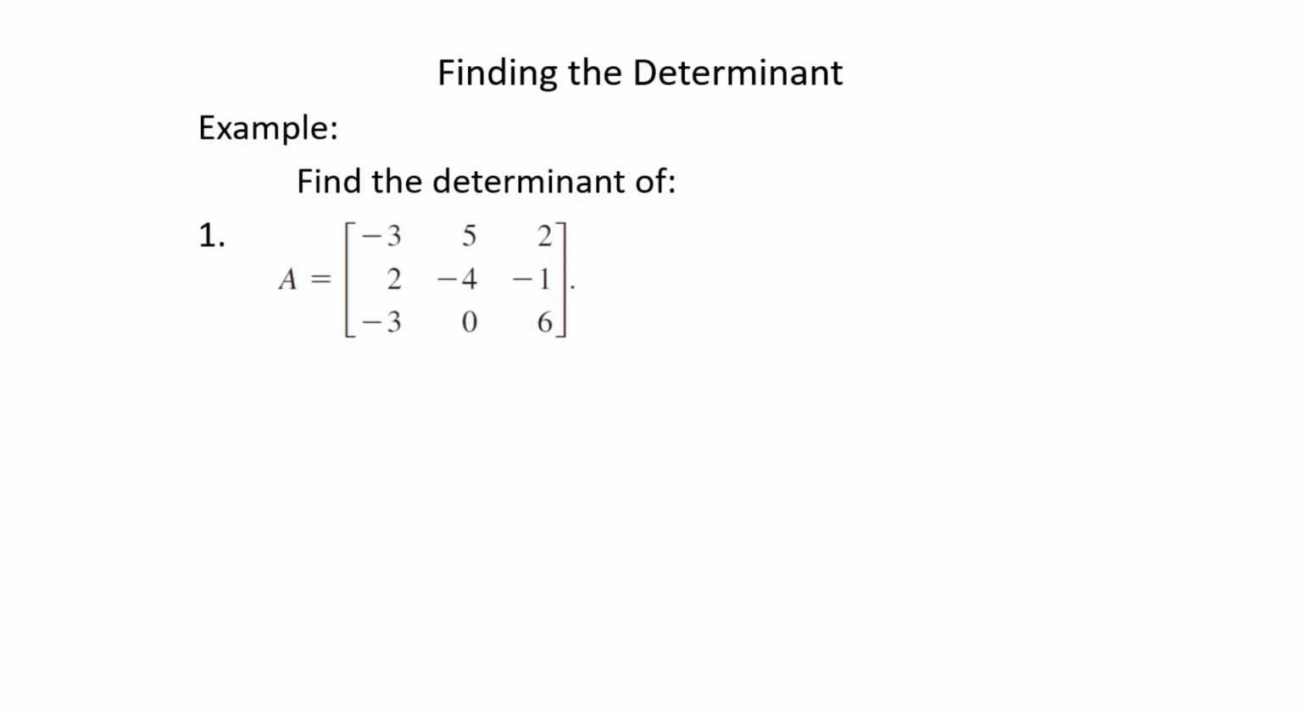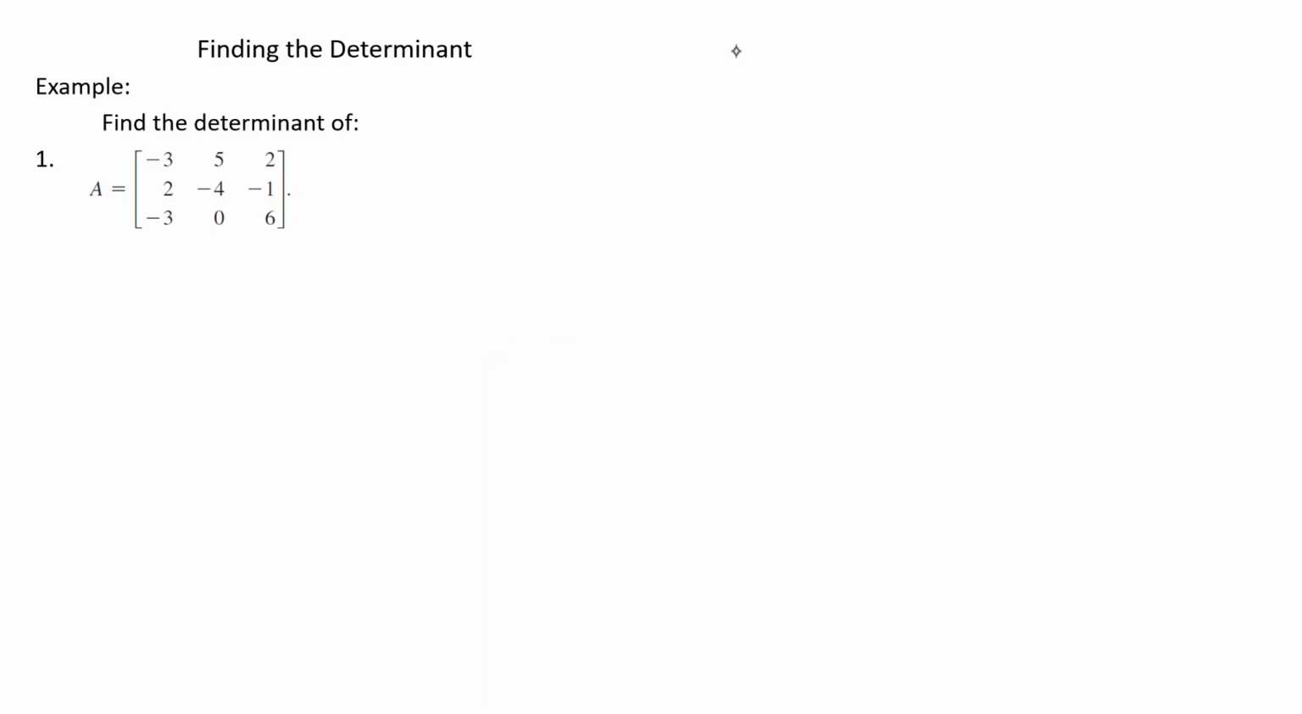Now, let us have more examples in finding the determinant. So find the determinant of this 3 by 3 matrix. So note that we can combine the elementary row or column operation with the cofactor expansion. For example, in here, so let us write the notation first. We have determinant of A is equal to the determinant of 5, 2, 2, negative 4, negative 1, negative 3, 0, 6.